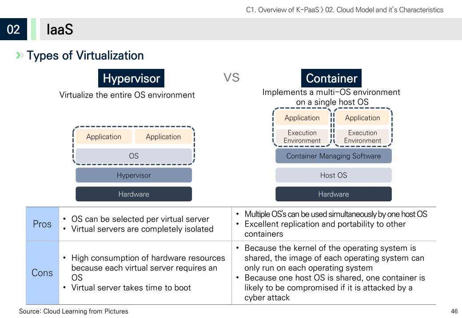Each of these controlled spaces is referred to as a container. A container consists of an execution environment, such as libraries required by an application, by isolating processes without an operating system. Hypervisors virtualize an entire OS environment, while containers create multiple OS environments on a single host OS. Let's look at the pros and cons at the bottom of the table. Hypervisor type virtualizes the guest OS, so the image size is large and requires a lot of resources. It also requires minutes of running time.